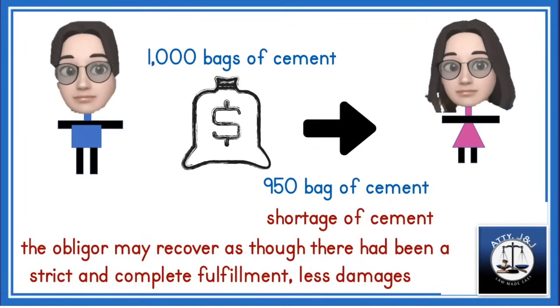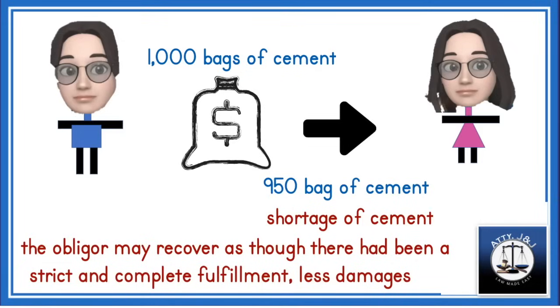So babayaran niya na ngayon si Pogi, although ililess yung price ng 50 bags na hindi na produce or na provide ni Pogi. Okay? Ganda must pay for the 950 bags of cement and then enforce his right to damages for failure of Pogi to deliver yung kulang, yung 50 bags ng cement. Kasi yun yung sabi ni Article 1234. Okay? 'Di ba sabi doon na obligor may recover as though there had been a strict and complete fulfillment, less damages suffered by the obligee. That's it. That's Article 1234.